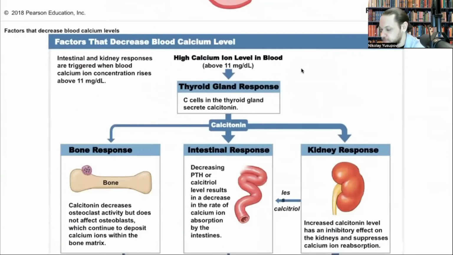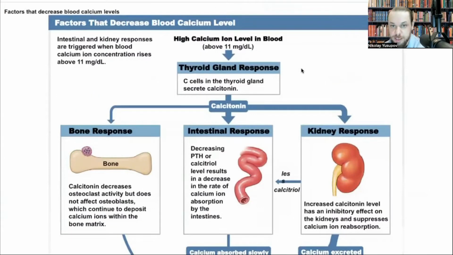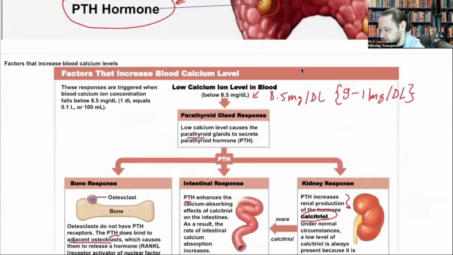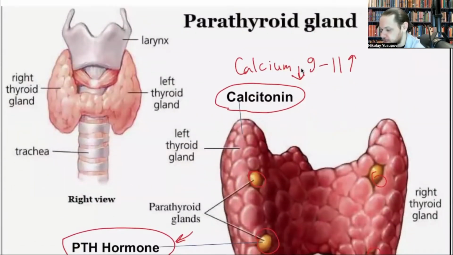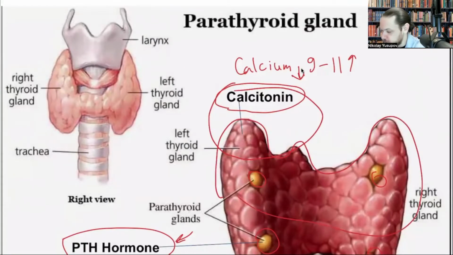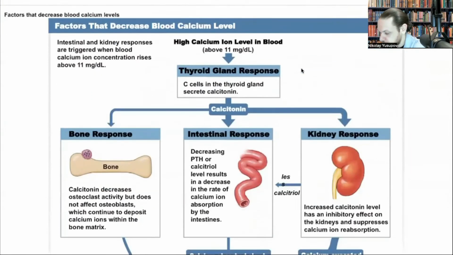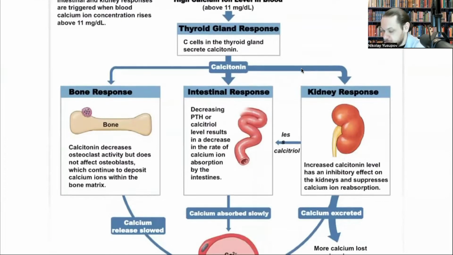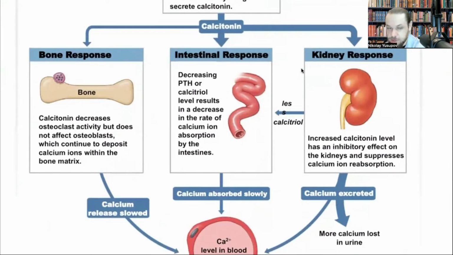Let's see what happens when you have high calcium levels. Let's say you have high calcium levels in the blood. It's above 11. There's a different hormone that's being secreted. It's called calcitonin, which is secreted by the thyroid gland. So the thyroid is this big gland here. So calcitonin is released. So what happens? Calcitonin here, they show you that it decreases the resorption of the bone. So less bone is being broken up, and less calcium is going to be released.